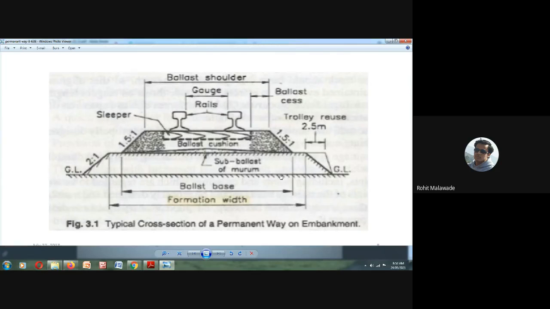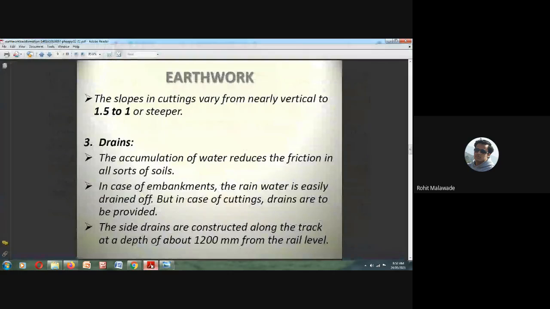Now why is this slope required? See, if we don't have the slope, it is going to help provide the stability of the track, and also it is going to help in draining the rainwater, whatever is going to come. It is going to provide stability to the track, and also help in draining out the rainwater that is going to come.